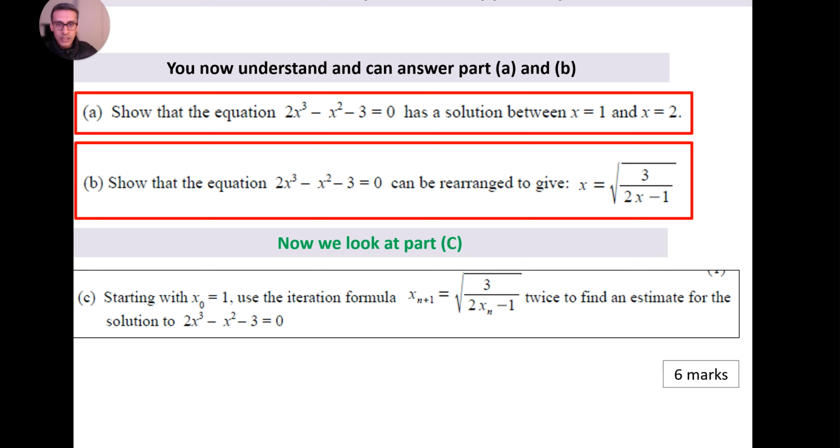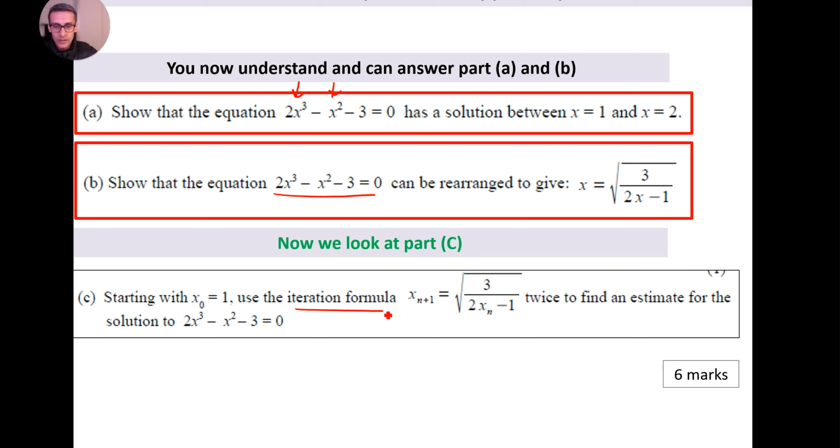So here is an example of a full question, a 6 marker, where it says show there's a solution between 1 and 2. So you'd put x equals 1 into this, and then you'd put x equals 2 into there, and there'd hopefully be a sign change. For part B, you're just rearranging. And then for part C, remember this equation is going to be related to your rearrangement. Why that works is something we look at towards the end, but for now you just need to be able to rearrange it.